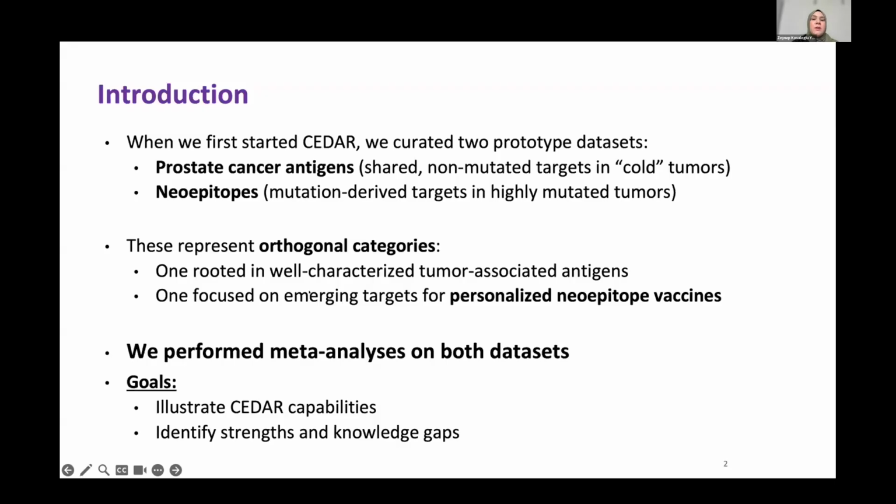As it was mentioned in the earlier presentations, now we are curating all the categories depending on the year they were published. But this is what we started with. So once we had enough data, we wanted to perform the meta-analysis with two main goals. First, we wanted to show and demonstrate the capabilities of CEDAR, and we also wanted to see if we need to improve anything to capture these very distinct categories of antigens. And also, of course, we wanted to identify any patterns or any gaps and see how the existing cancer epitope literature looks at the moment.